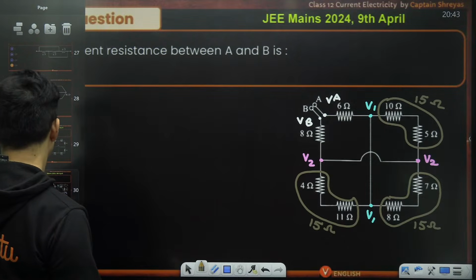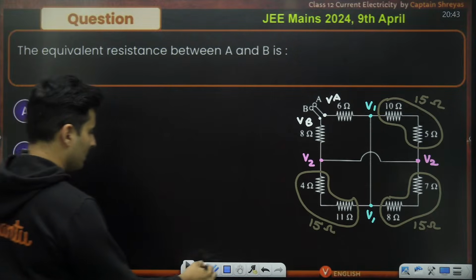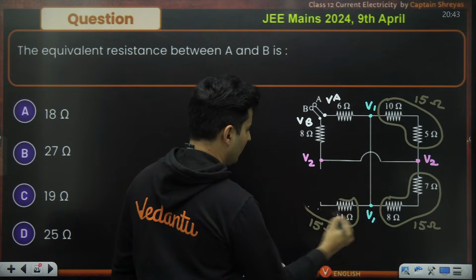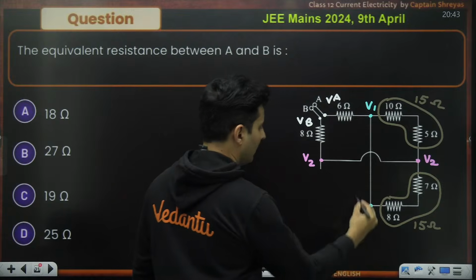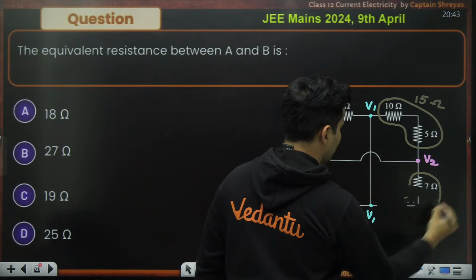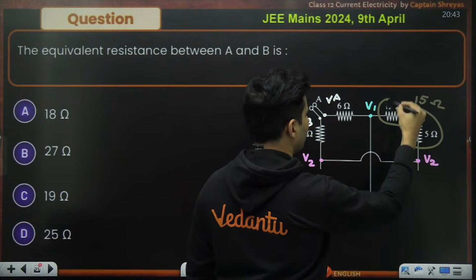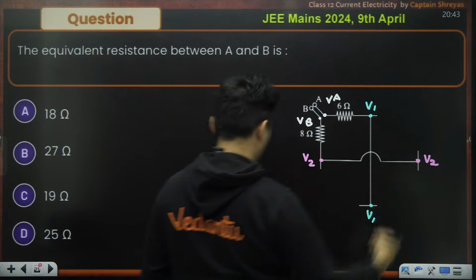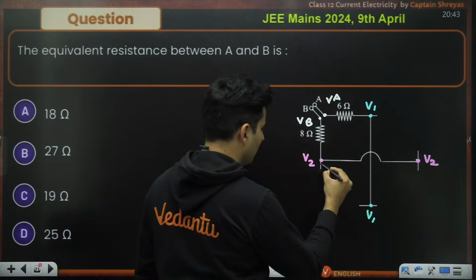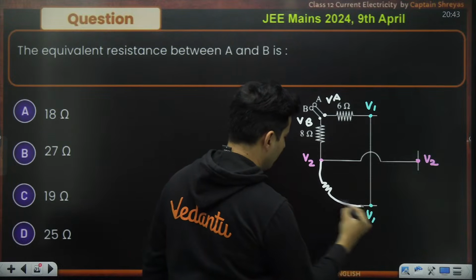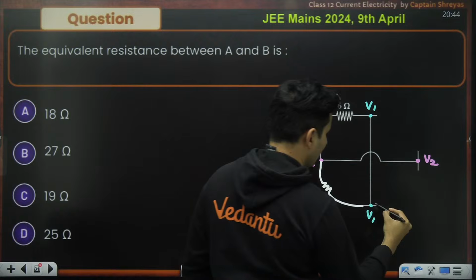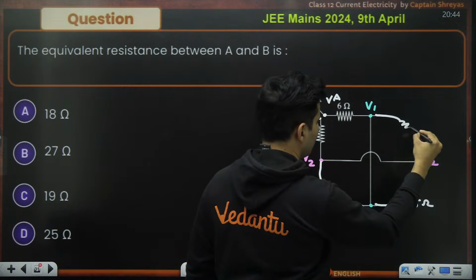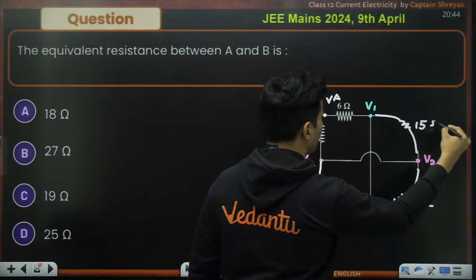So technically speaking, what we can do is replace these resistors with one single resistance. So I can get rid of this, I can get rid of this. All this was 15 and even this was also 15. So I can just say, listen boss, there is 15 ohms here, there is 15 ohms here and this is 15 ohms over here.